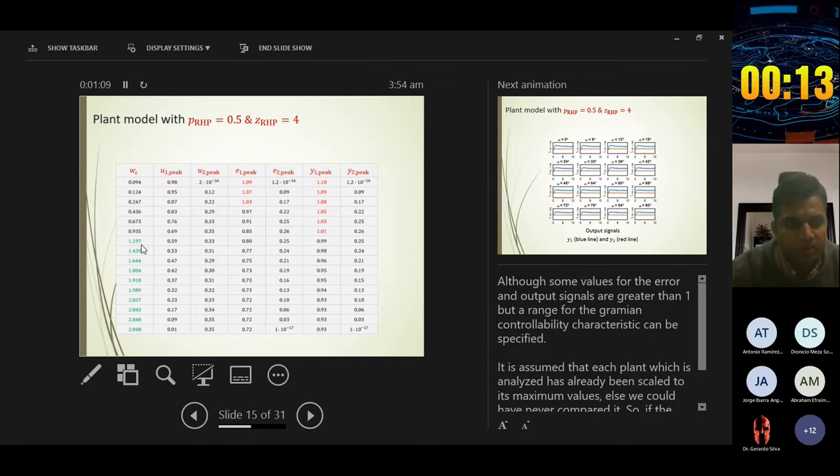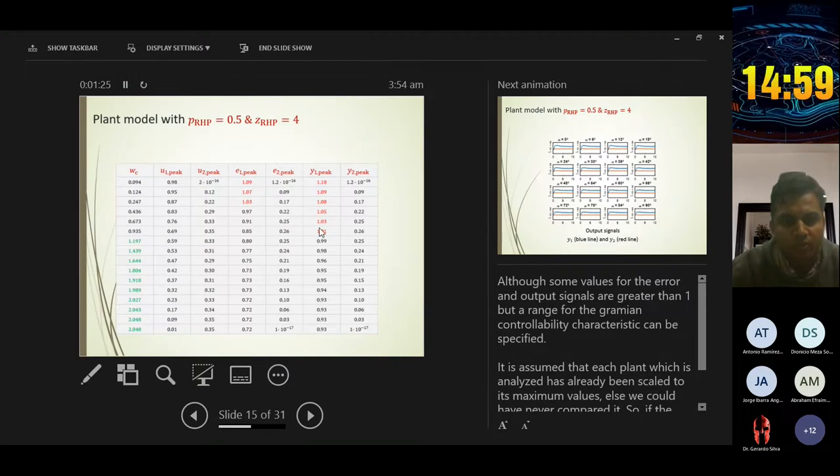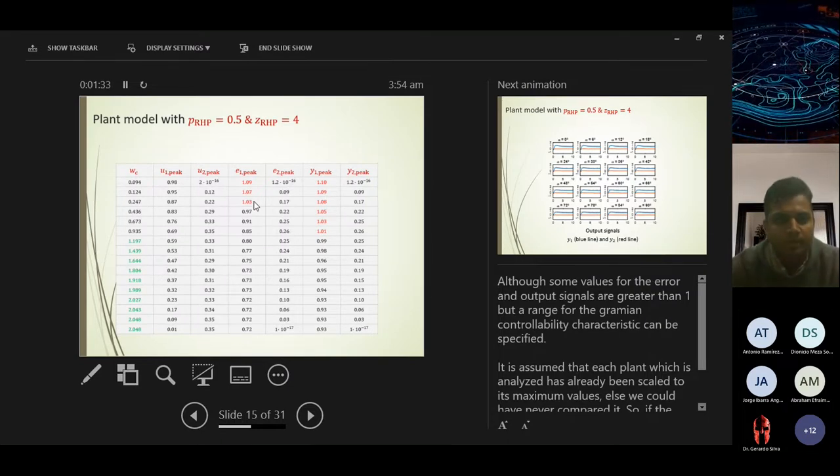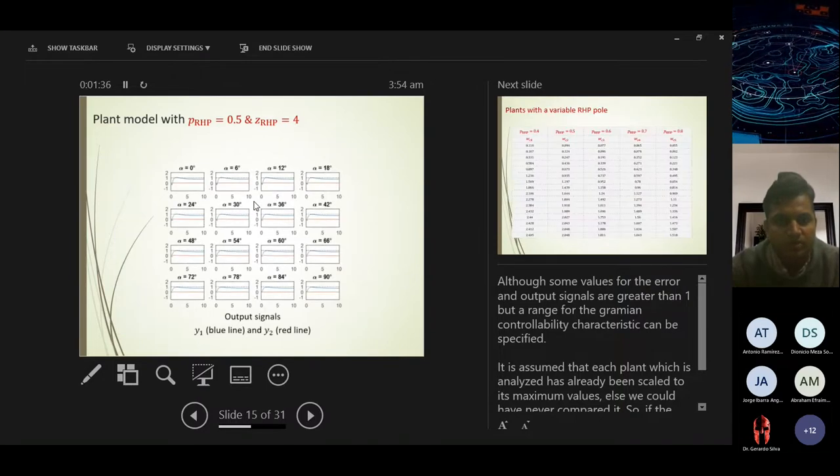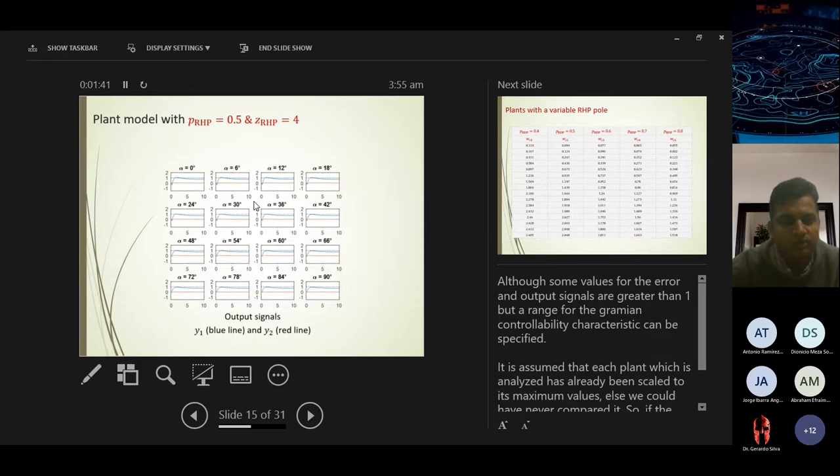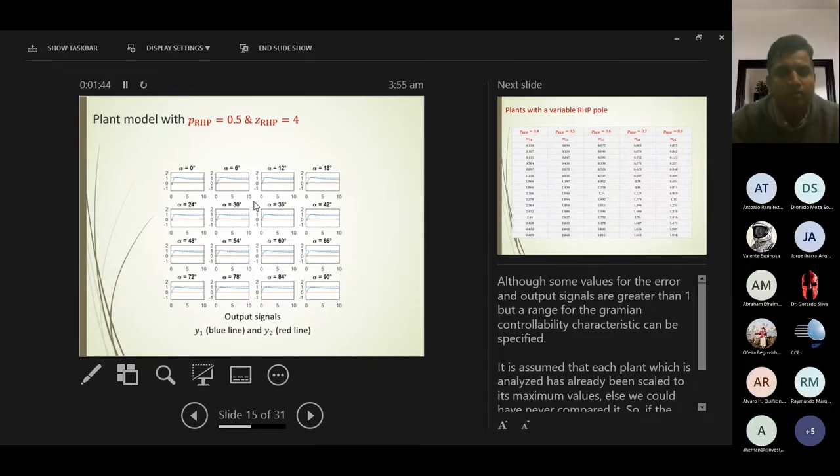From the point where the controllability value is 1.197, when it is greater than this value, the combined inputs, outputs and errors are less than 1. Before that, the output was greater than 1, and in some cases the error and output both had a magnitude greater than 1. All the step responses were visualized for different angles, and in some cases either one of them was greater than 1 or both of them were greater than 1.